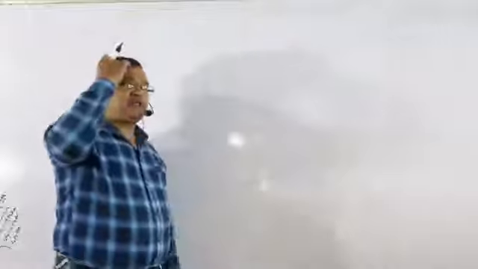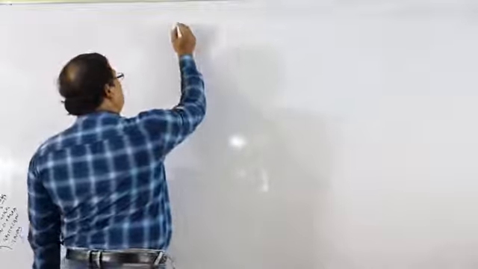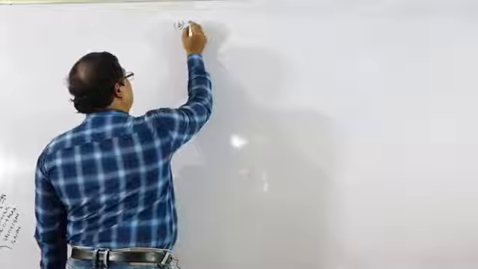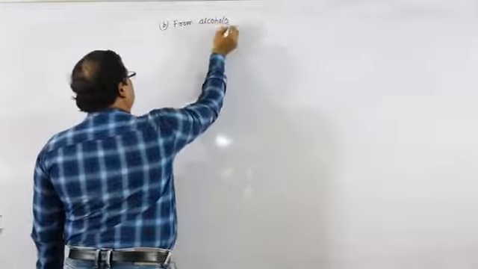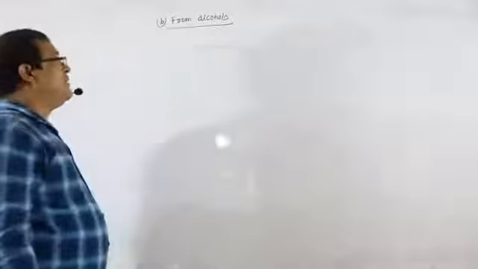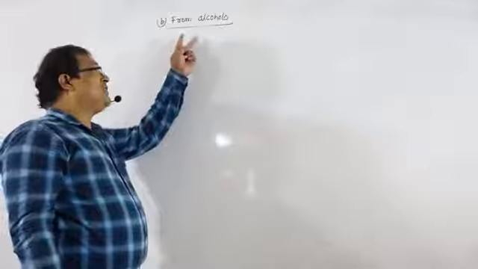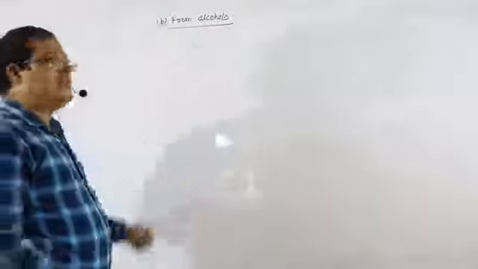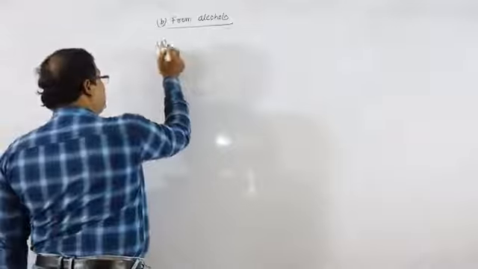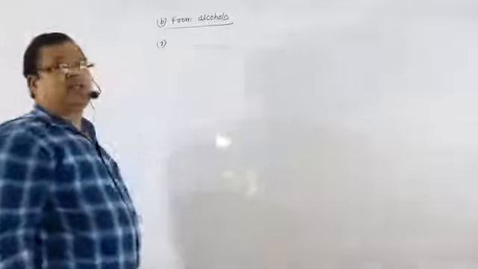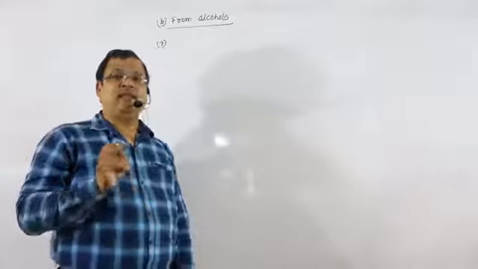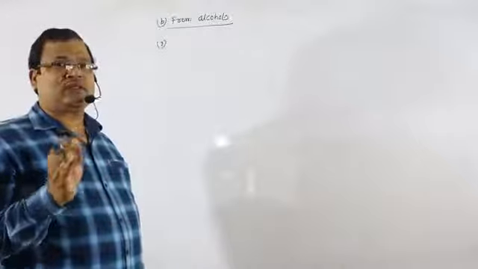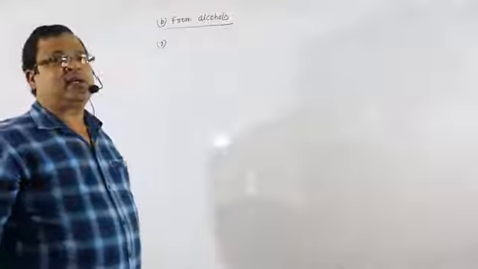Next, the method of preparation of ethers from alcohols. We will explain the methods of preparation from alcohols on the basis of two types. The first one: when excess of alcohol is treated with concentrated sulfuric acid, there is the formation of ether.